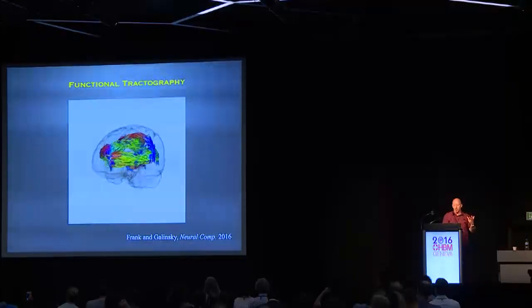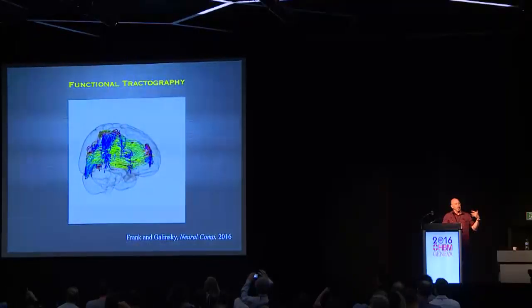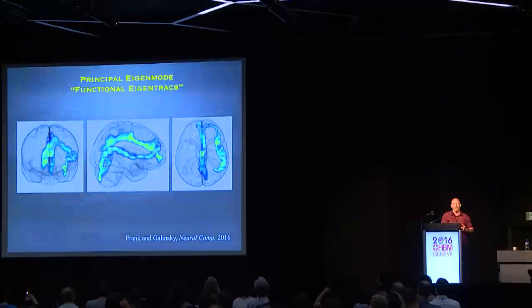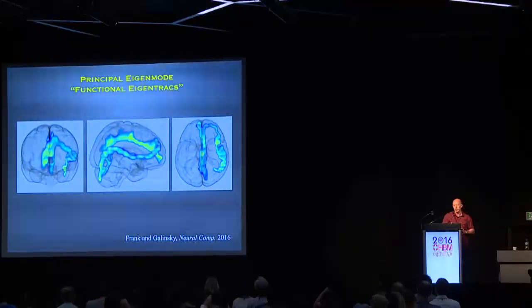And as usual, what do you do with tracks? One of the things you can do with tracks is calculate the connectivity matrix from every voxel to every other voxel. If you calculate the eigenmodes of the connectivity matrix, you can generate what we call functional eigentracks. So this is the principal eigenmode from the functional tractography. And I think this is, hopefully, another useful way to look at data.